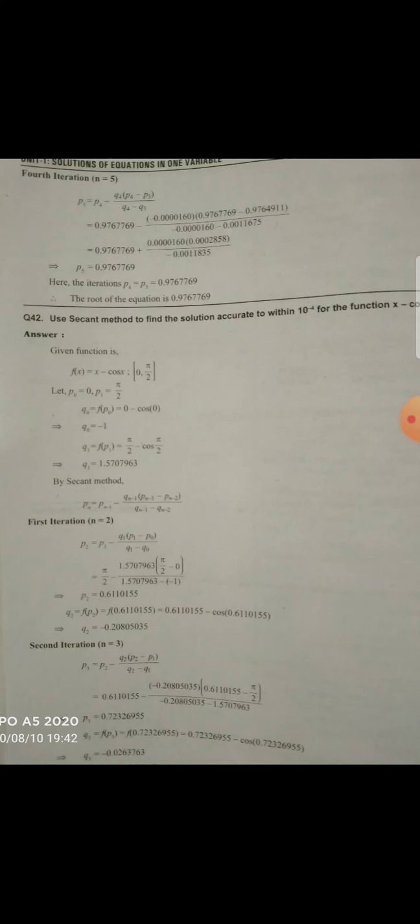Here the value has repeated, the root has repeated, therefore the root of the equation is 0.97677769.